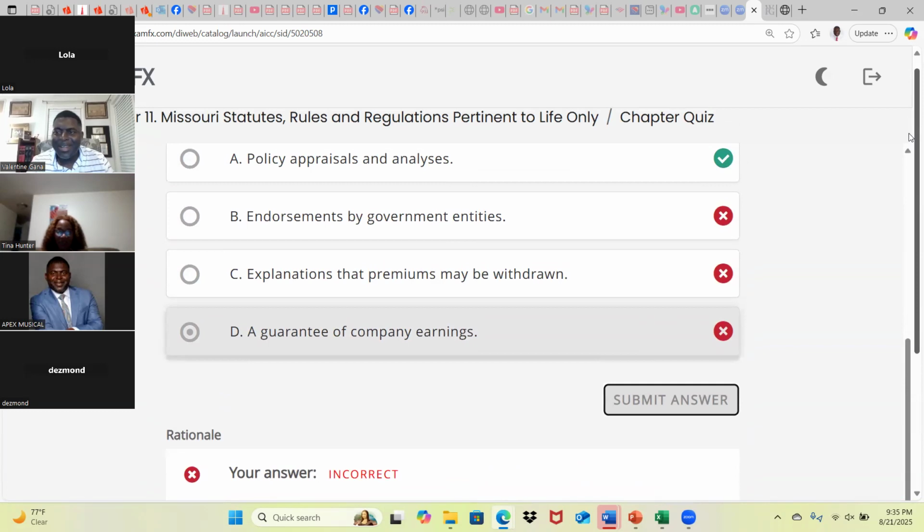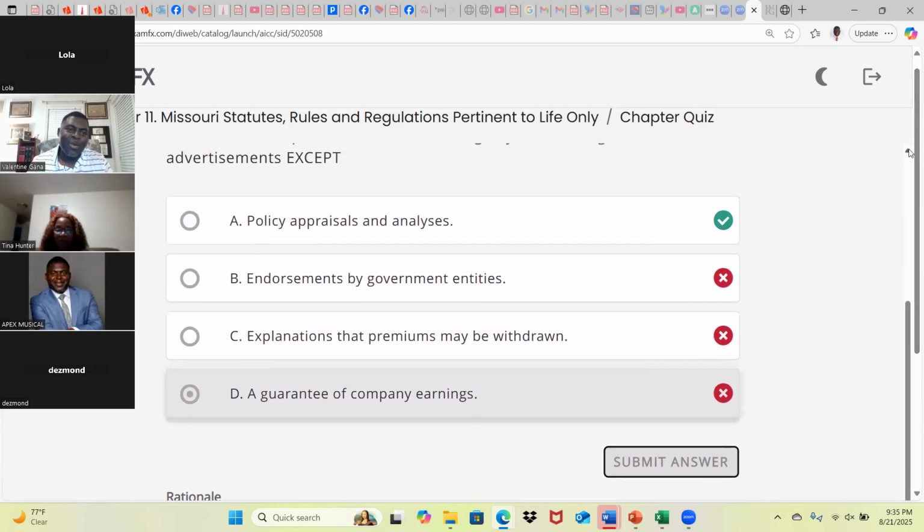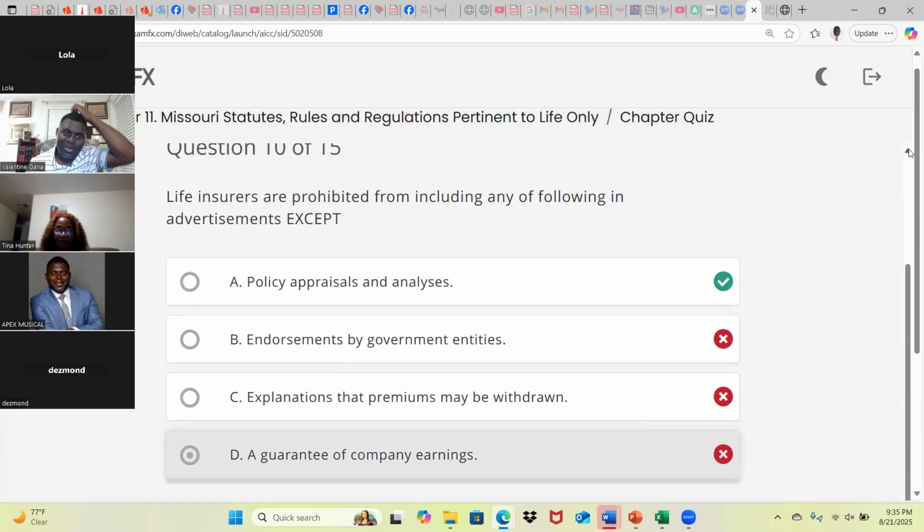Policy appraisals and analysis. Let's go back to that question and read the question. Life insurers are prohibited from including any, except. We did not catch the except. Appraisal and analysis. Oh, yeah. So endorsement by government entities, they cannot include. Explanation that premiums may be withdrawn, they cannot include. Guarantee of company earnings, they cannot include. Policy appraisals and analysis, yes, they can include. We did not catch the except.